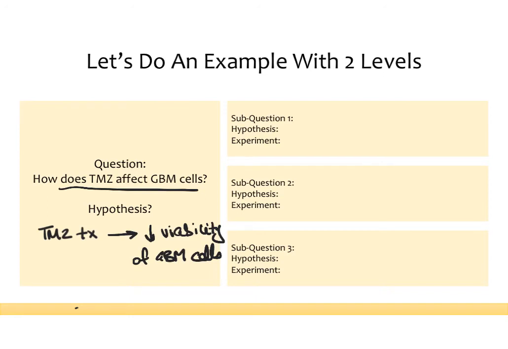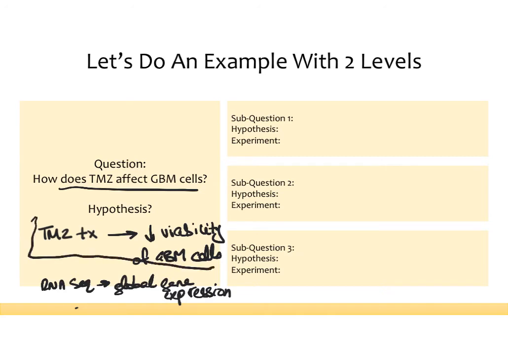An example of a more complex hypothesis would be to say something like using RNA-seq to really understand global gene expression changes. And that's also a good example, but that's broadening this question and making it a very big project. So for now, we're just going to focus on this simple and straightforward question of TMZ treatment affects cell viability.